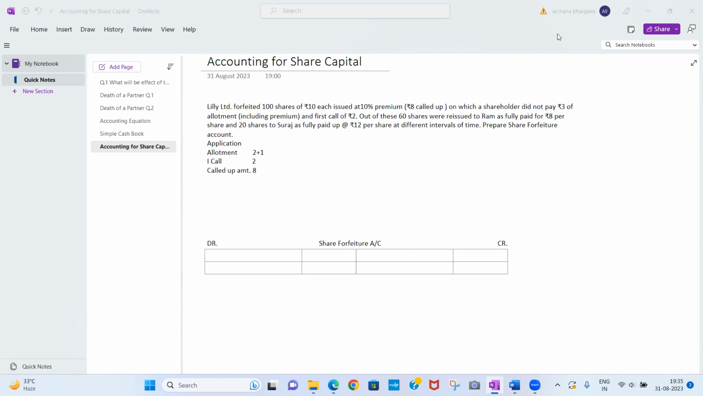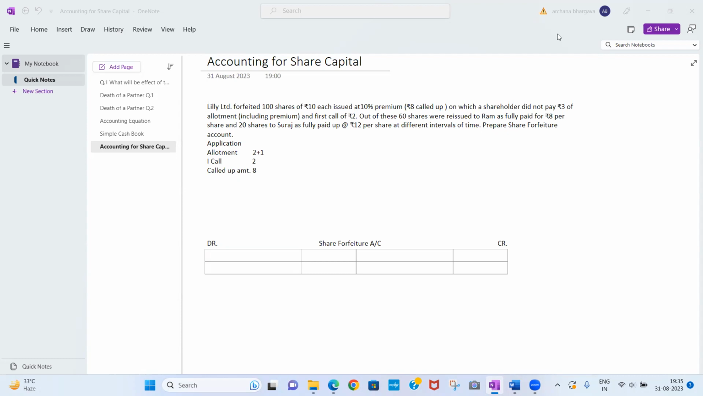The question says Lily Limited forfeited 100 shares of 10 each, which were issued at 10% premium. It means 1 rupee premium, and rupees 8 called up. It means the issue is not fully called, on which a shareholder did not pay rupees 3 of allotment, which is including premium. 1 rupee per premium, it means 2 rupees for share capital, he has not paid. In the first call of rupees 2.